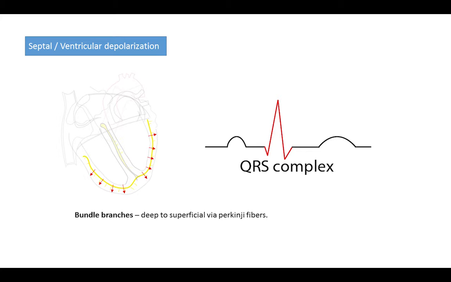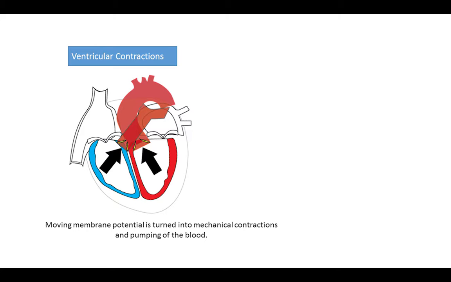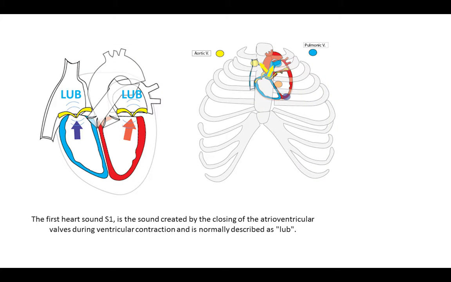Depolarization travels to the right and left ventricles. Depolarization travels from the deep innermost myocardium to the outermost myocardium via the Purkinje fibers. In the ventricles, the membrane potential is turned into mechanical contractions pumping the blood. The first heart sound, S1, is the sound created by the closing of the atrioventricular valves during ventricular contractions and is normally described as lub.